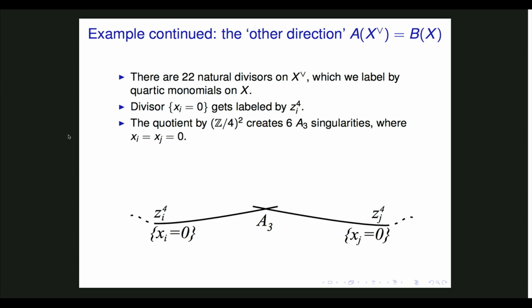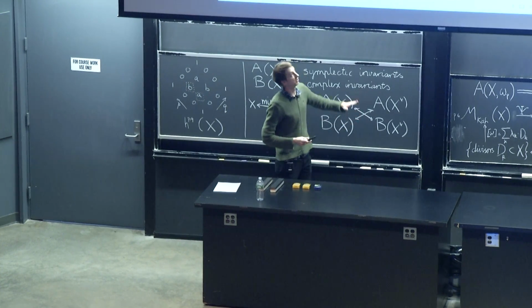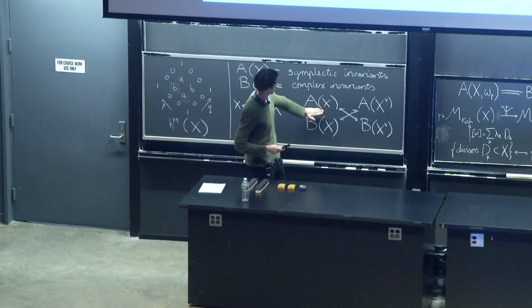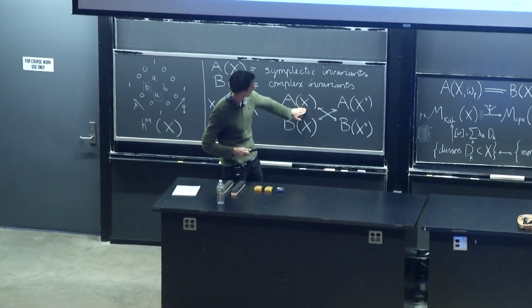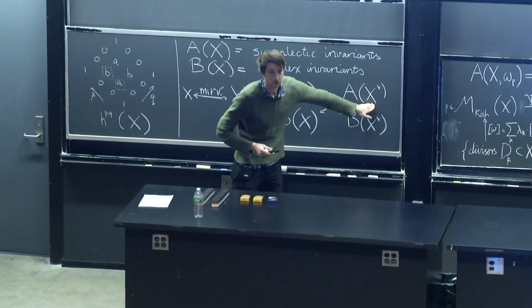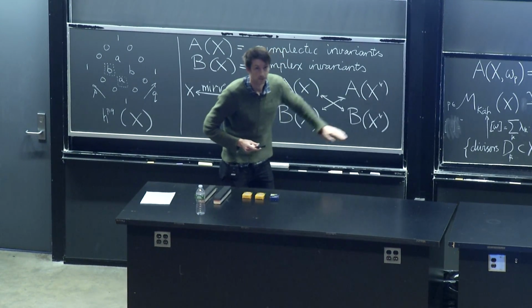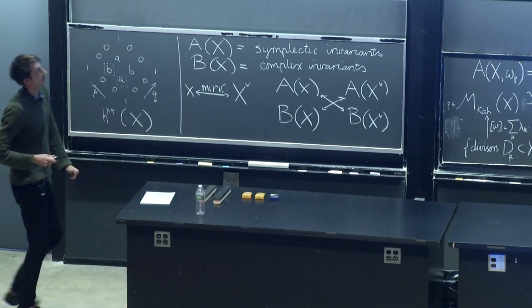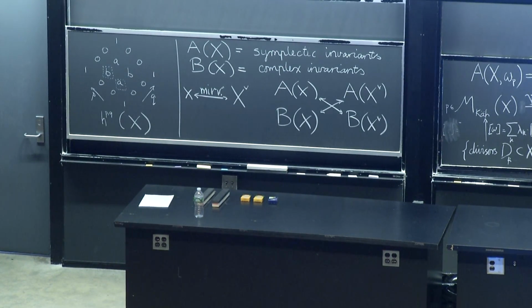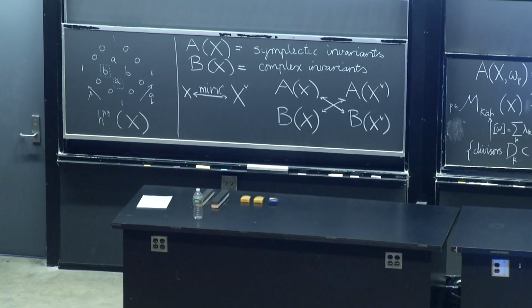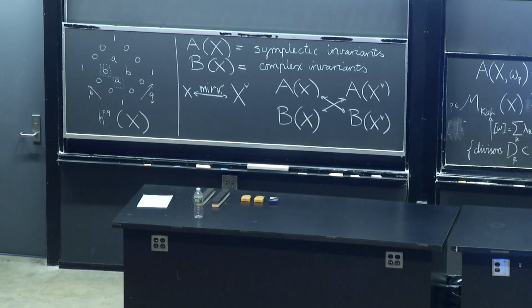But there's a more interesting thing to look at, which is the other direction of mirror symmetry in this case. So rather than looking at symplectic forms on X, we're going to look at symplectic forms on X check, this variety whose construction I just described to you. And that one has a lot more divisors. In fact, there are 22 of them.